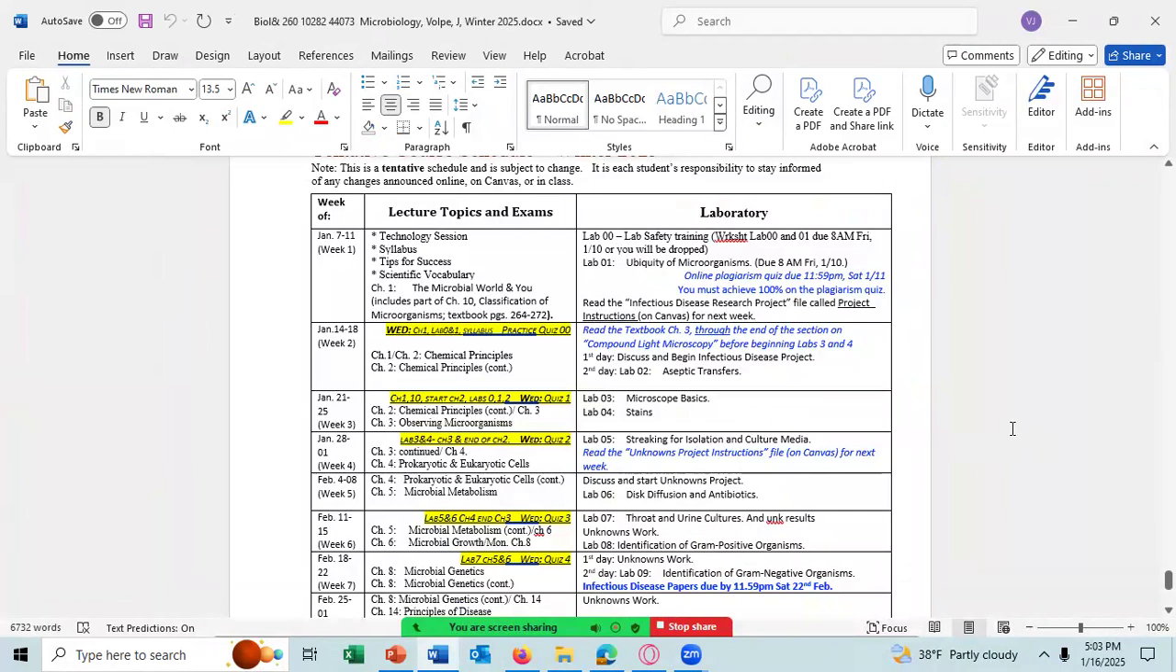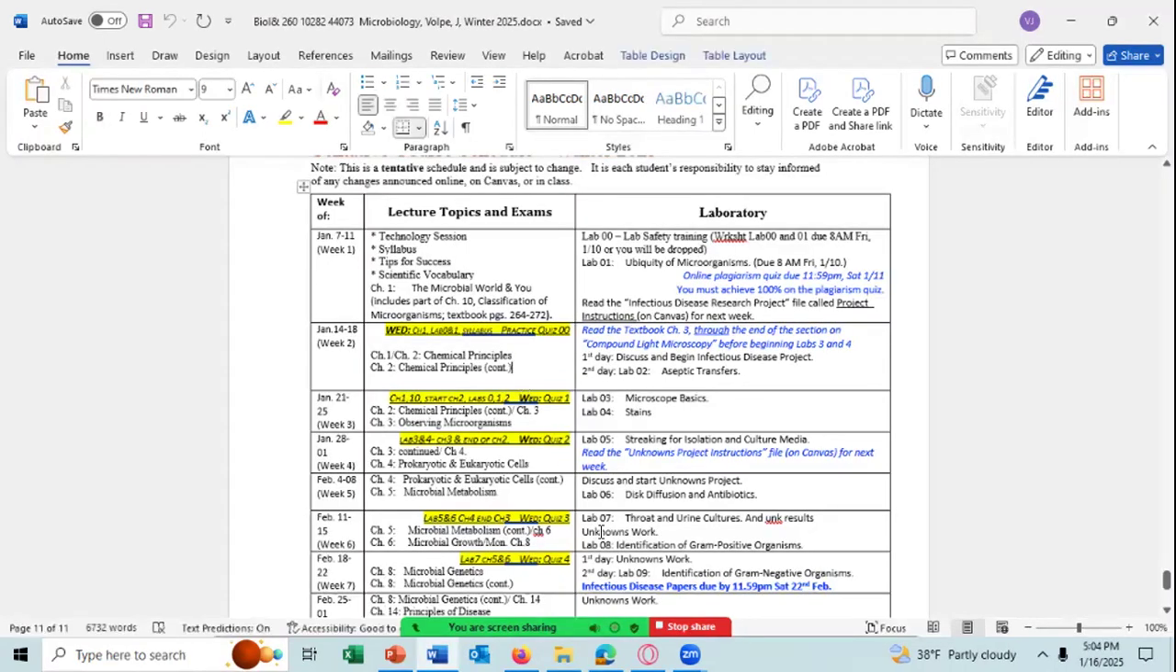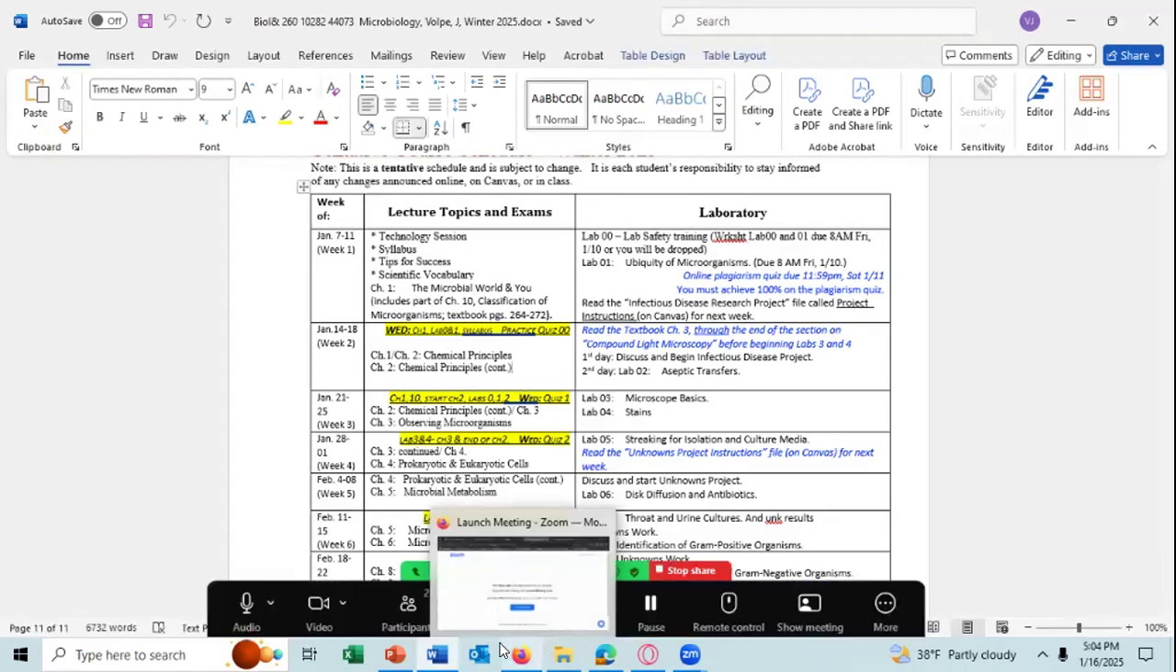If not, let's begin. Today is January 16th, and we're supposed to be covering Chapter 2, Chemical Principles. Any question about that? Does anybody have a problem with Respondus Lockdown Browser? I haven't checked my emails, so. All right, let's go on with Chapter 2. There are no questions, no comments.